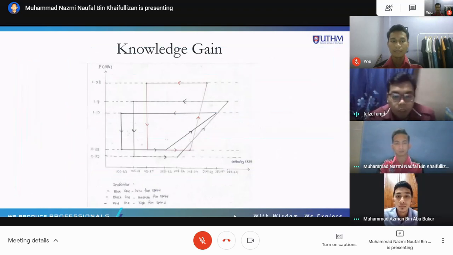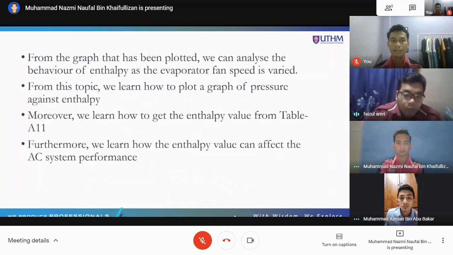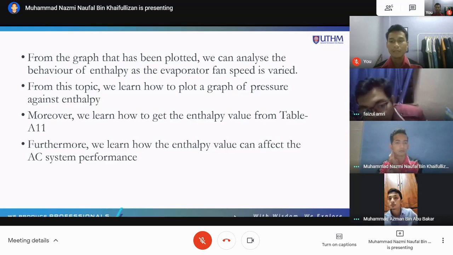Okay, on this slide, this is the graph. Next, from the graph that has been plotted, we can analyze the behavior of enthalpy as the evaporator fan speed is varied. From this topic, we learn how to plot a graph of pressure against enthalpy. Third, moreover, we learn how to get enthalpy values from table A11. Lastly, furthermore, we learn how the enthalpy value can affect the air conditioning system performance.